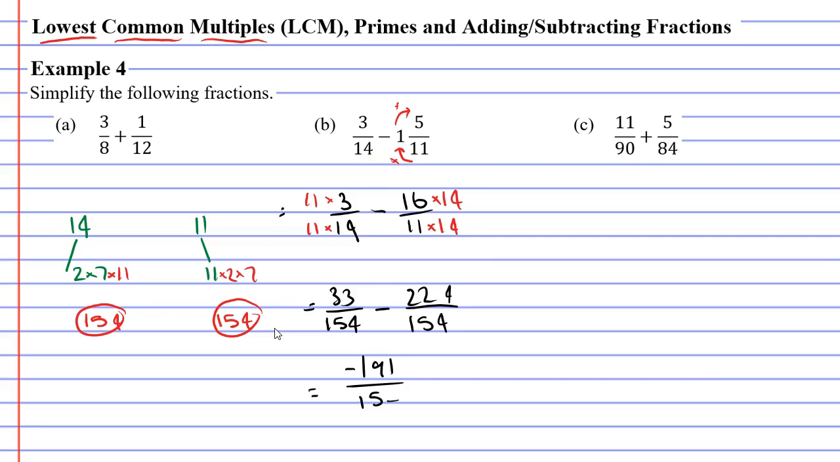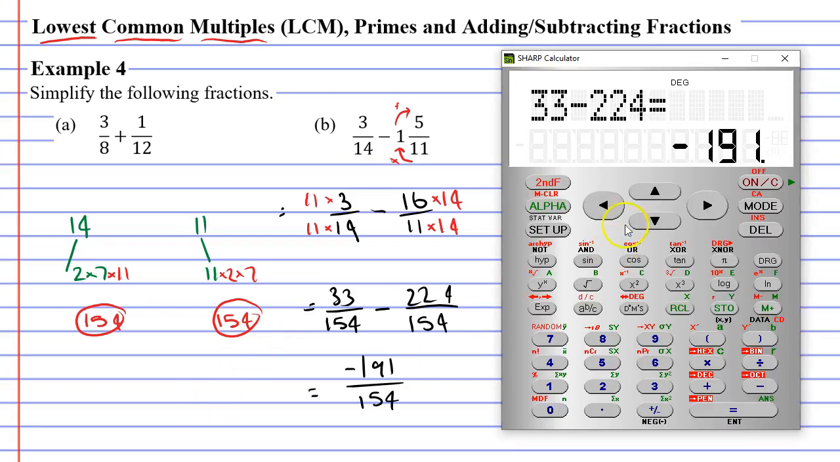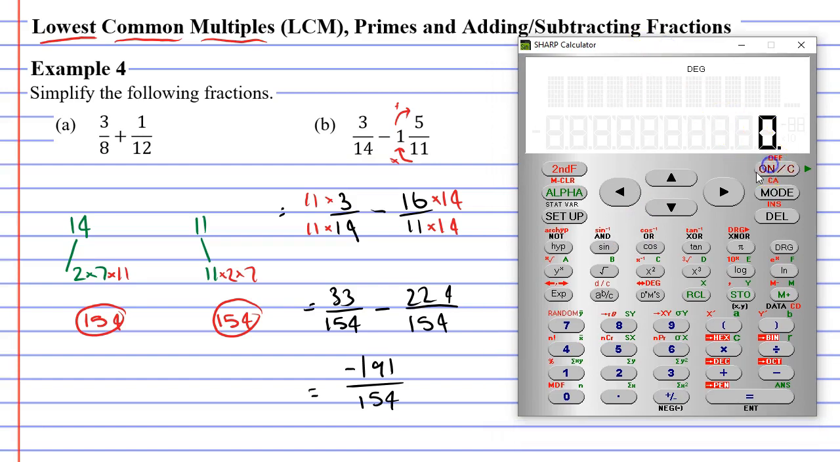It's 154. Now I'm going to bring up my calculator again because it's quite hard to simplify fractions and I want to save time. So 191 over 154. Now it's given it to me as a mixed numeral. I'm just going to go second function ABC, and you can see that the fraction remains the same. So it's already in its simplest form.